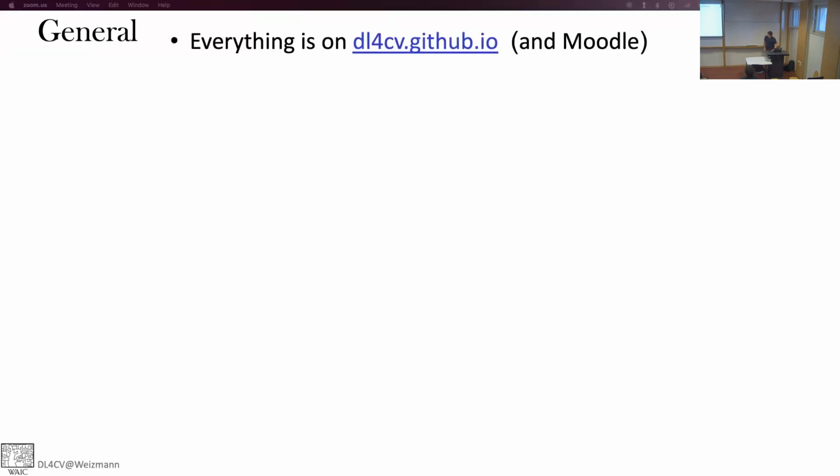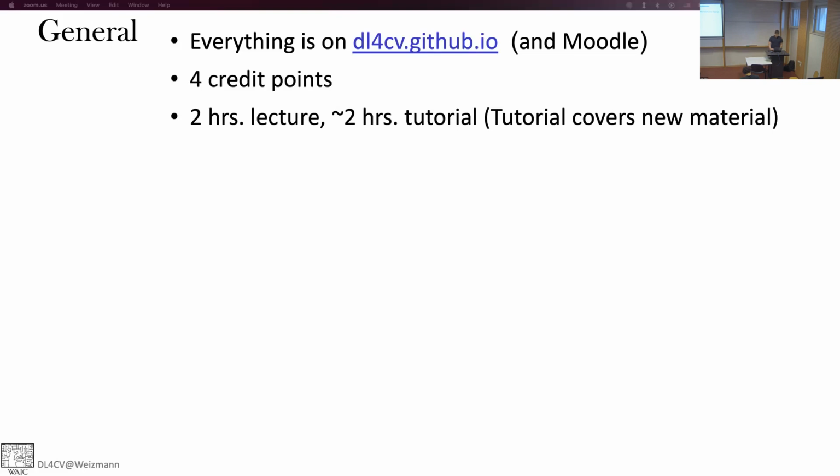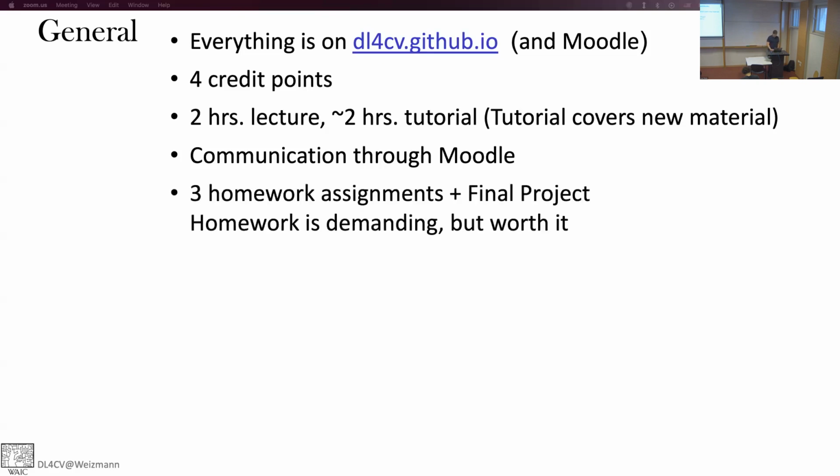We'll just quickly say that everything you need is on our website and the Moodle. So these are the two modalities. It's very simple: DL4CV, Deep Learning for Computer Vision, at GitHub.io. The course is 4 credit points, and we're going to have these meetings twice a week, 2 hours each time. Sometimes tutorials might be shorter, but tutorials do cover new material. So it's not like rehearsing or solving things. It's actually new material. Communication is going to be through Moodle, so you can send messages there and ask questions if needed. We are going to have 3 homework assignments and the final project eventually.